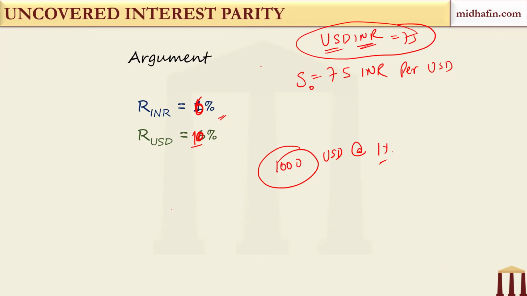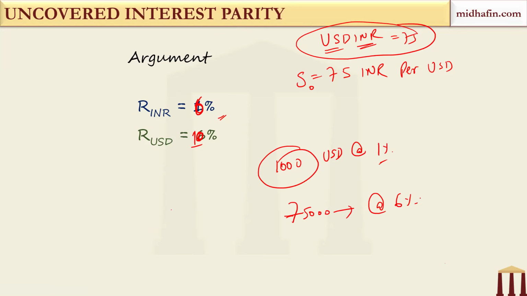Correct, 75,000 rupees. So this 75,000 rupees they invest in India at 6% for 1 year, let's say. And for the sake of simplicity, everything is annually compounded, annual returns. Everything is per year. Okay. So can you tell me what will be the total interest earned and how much will be the total amount after 1 year?